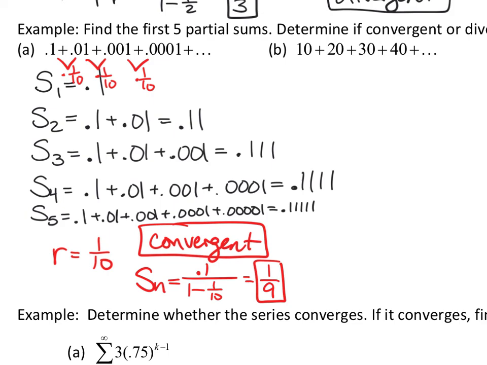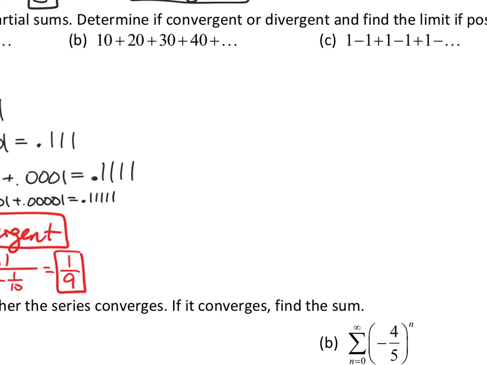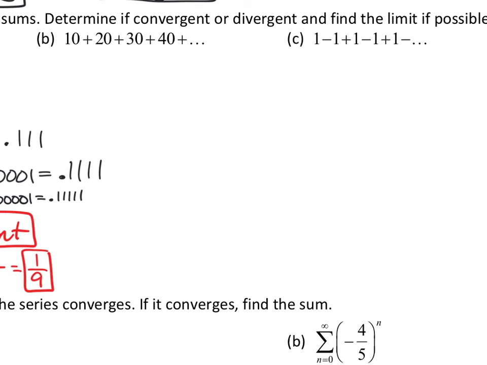So these next few problems are going to be for you, B and C. I want you to find the first 5 partial sums and then determine if it's convergent or divergent. And if it's convergent, find the limit. So start by just doing the partial sums, the first 5 of them, and then you can look at the kind of sequence it is.